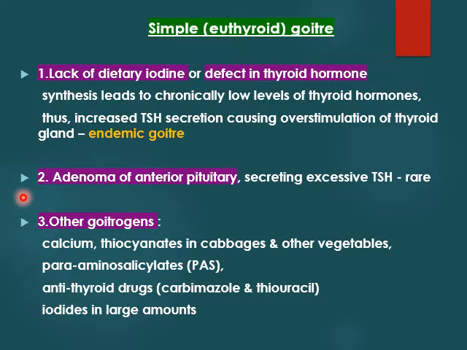Second is an adenoma of the anterior pituitary gland, which causes an increased secretion of TSH. And this can also cause goiter, but is rare.